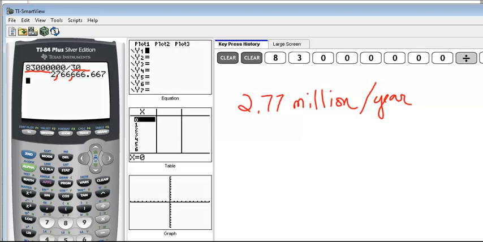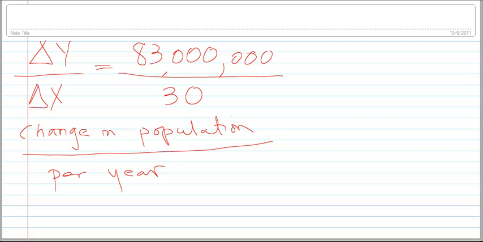So each year over that 30-year period, the population was increasing on average by about 2.77 million. And you can see it's not exactly that much. I've just rounded here to answer my question. But it's a general idea of what was happening on average each year. So my final answer here, and you could write out the 2,766,666, or I guess it would be 667.